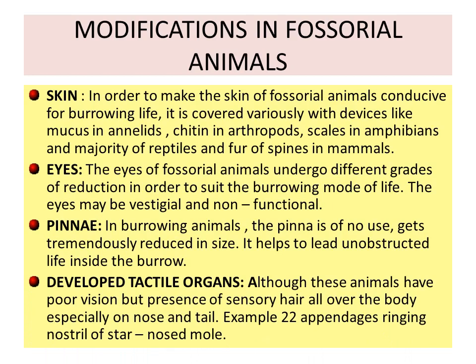Next are the developed tactile organs. Although these animals have poor vision, there are sensory hairs all over the body, especially on the nose and tail. For example, the 22 appendages ringing the nostril of the star-nosed mole.